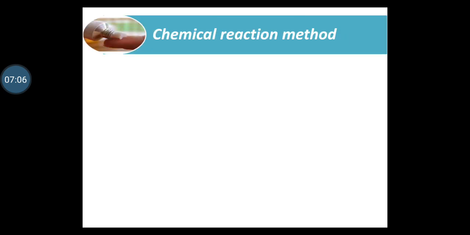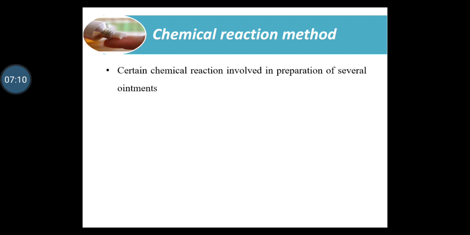Then next method is chemical reaction method. Certain chemical reactions are involved in preparation of several ointments. For example, iodine ointment. You have already prepared the iodine ointment in your practicals in Pharmaceutics 1.